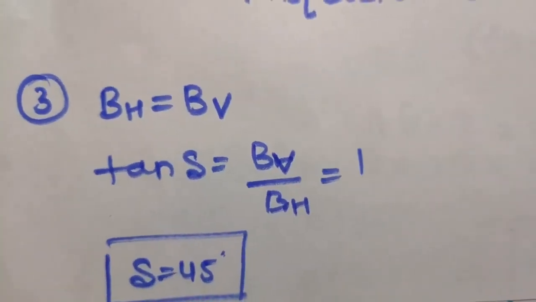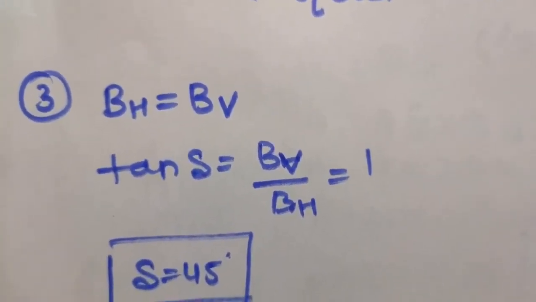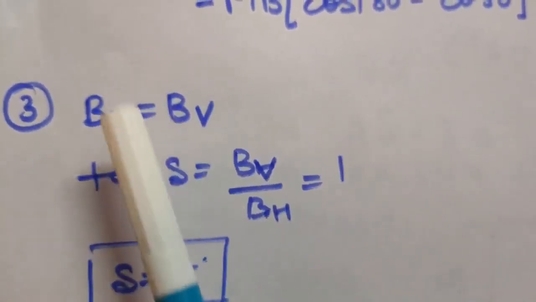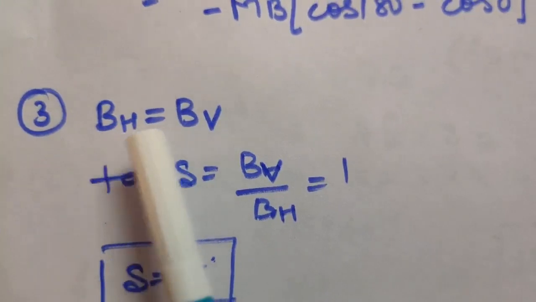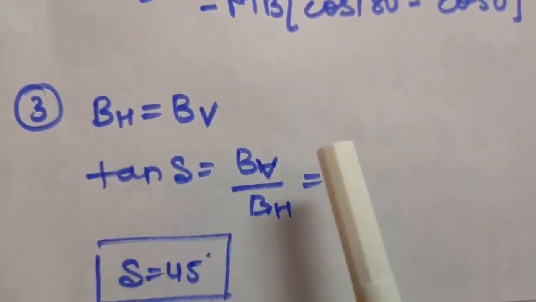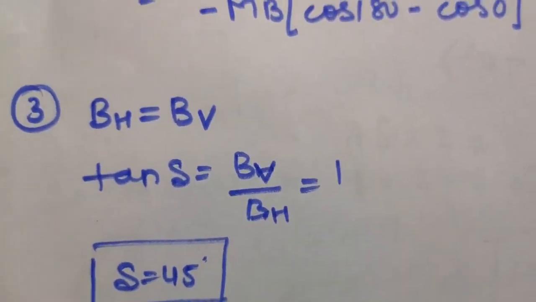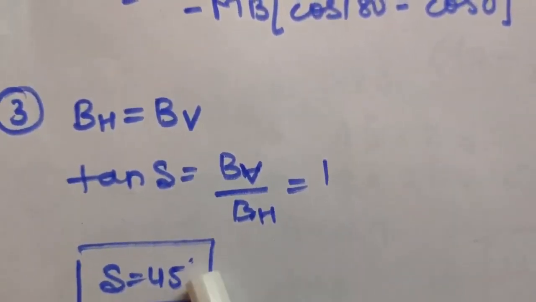Okay, so the third question says what should be the value of angle of dip at a place where horizontal and vertical components of magnetic field of Earth are equal. See, if they are equal, and you know the formula tan delta is Bv upon Bh. If they are equal, tan delta will be 1. So that means delta will come to be 45 degrees.